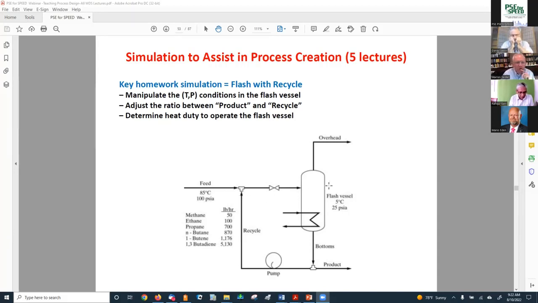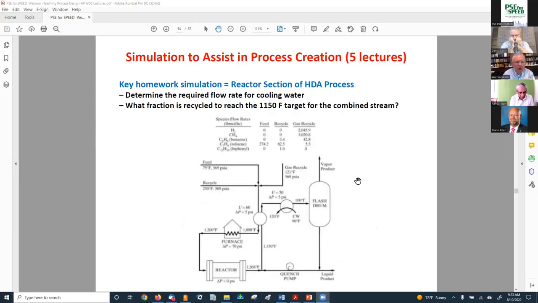So they play with this problem. It's a very nice problem. One of the interesting things is that because these streams are in equilibrium, it doesn't matter what fraction goes off as product, you always get the same overhead and the same product. And that's an important lesson for them. Now we move to another homework problem.